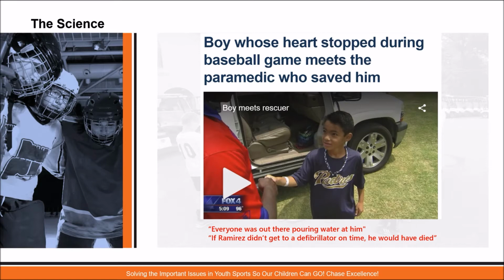Everyone was out there pouring water at him. If the paramedic, who happened to be in the stands, didn't get to the defibrillator on time, this boy would have died. Make sure your coaches are trained. Make sure there's an AED that's immediately available.